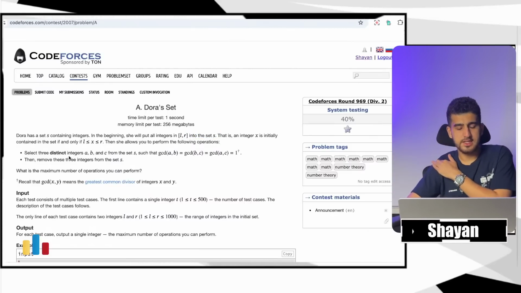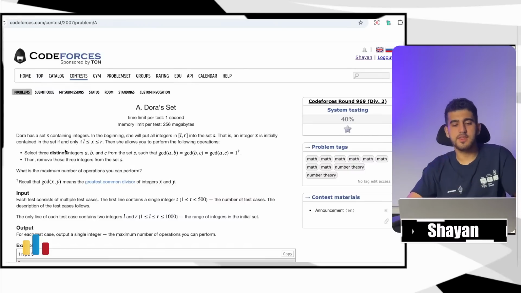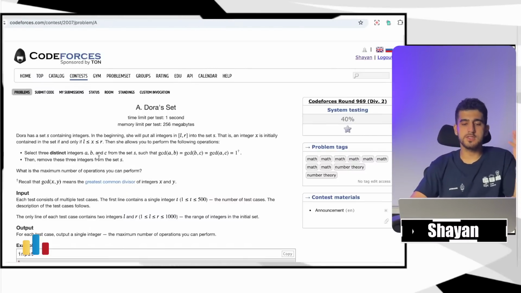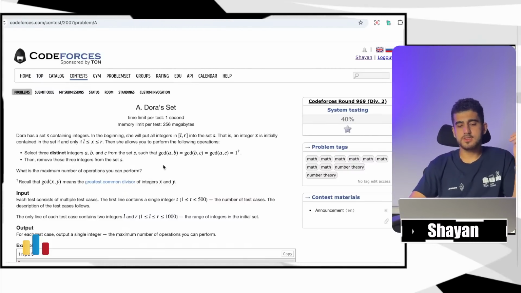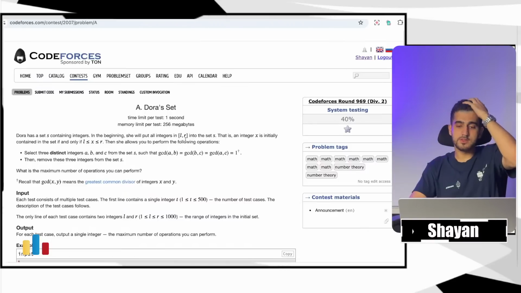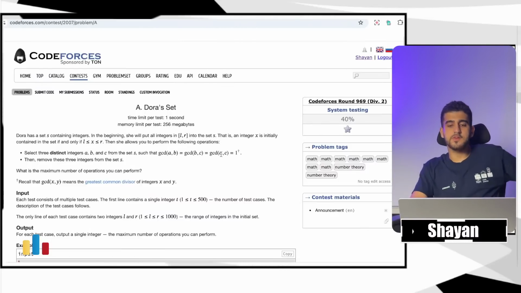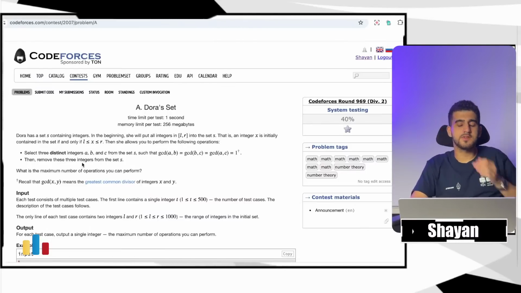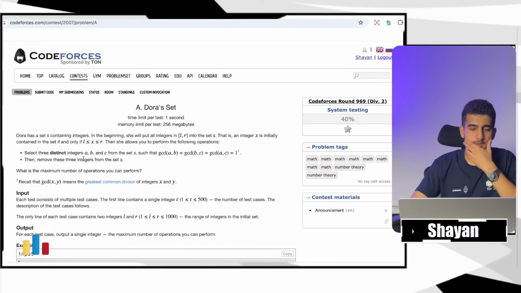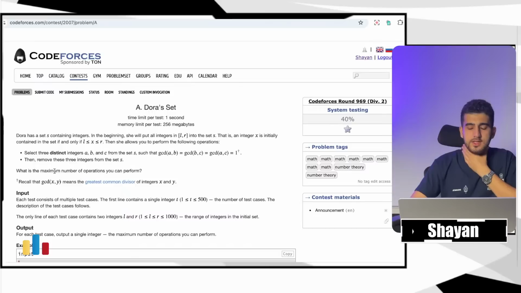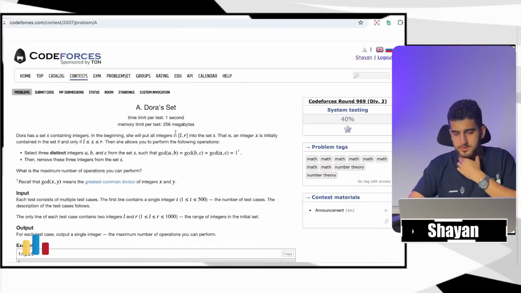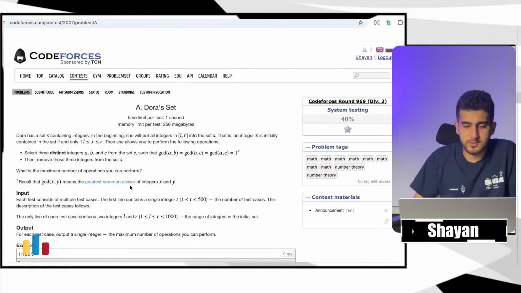And each time she can select three integers A, B, and C from the set S such that GCD(A, B) = GCD(B, C) = GCD(A, C) = 1. Then she can remove these three integers from the set S. What is the maximum number of operations that she can perform? In this problem, you should perform the operations.